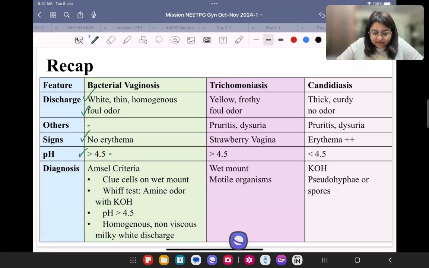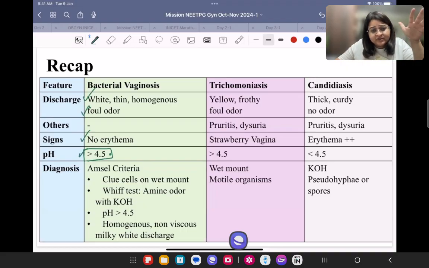So if the pH is more than 4.5, if it's going towards the alkaline side, that means it is a change in the normal pH seen in bacterial vaginosis. Now, what is the way to diagnose BV? Okay, so there are two ways to diagnose BV.